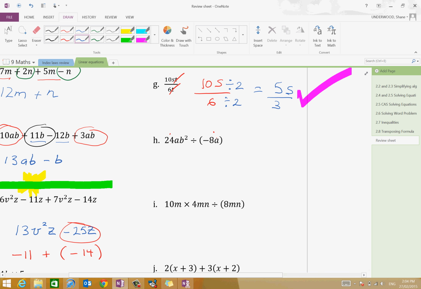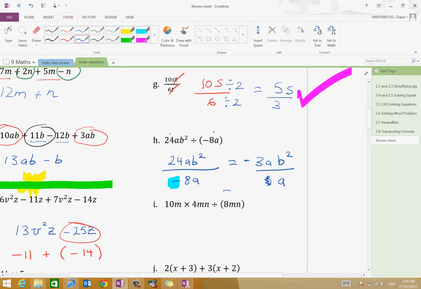Okay. 24ab squared. Now, first of all, when we've got the divide by symbol, let's write it like this, negative 8a. Now, can someone tell me, forget about this negative sign here. You can just forget about it for the time being and deal with it later. 24 divided by 8 is what? 3. So what you need to do is deal with that constant first, because it just makes your life easier. Let's go 3ab squared over 8a. Actually, 24 over 8 is 3. We've got a. However, a positive number divided by a negative number is a negative. So that negative doesn't drop off.